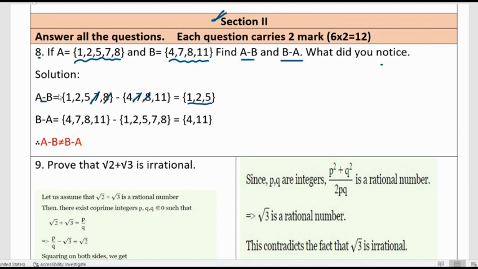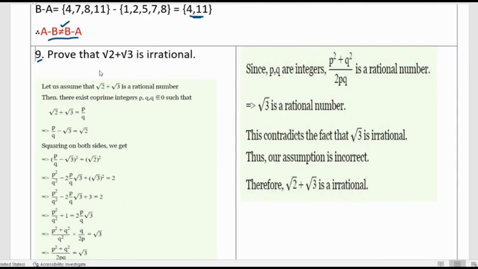The elements which are remaining in the first set is nothing but A minus B. Similarly, B minus A is {4, 11}. So clearly we have seen that A minus B and B minus A sets are not equal. Therefore, A minus B is not equal to B minus A. Ninth question, prove that root 2 plus root 3 is irrational.